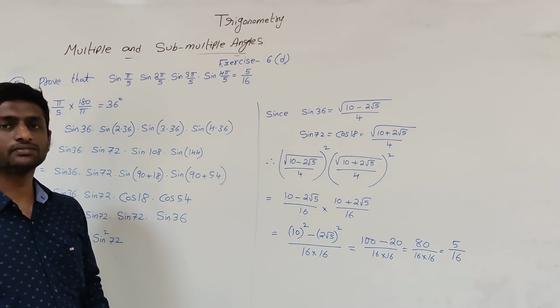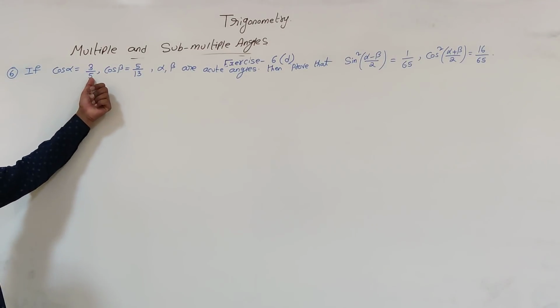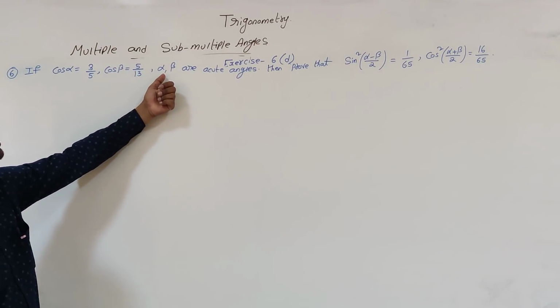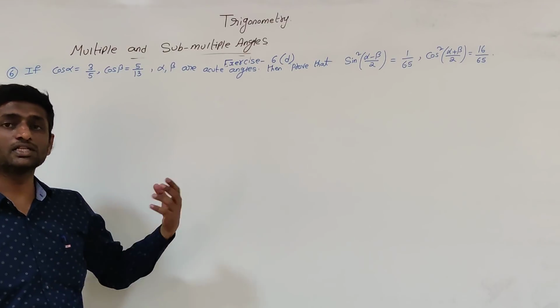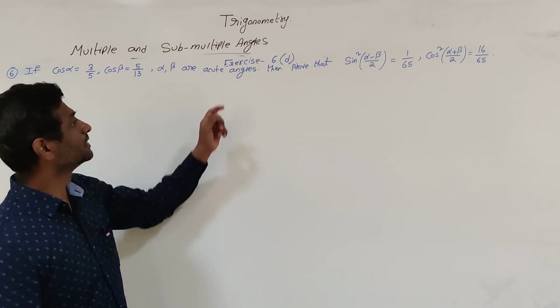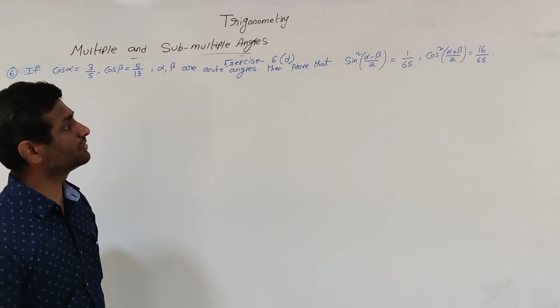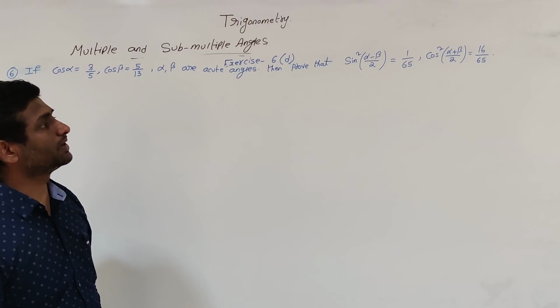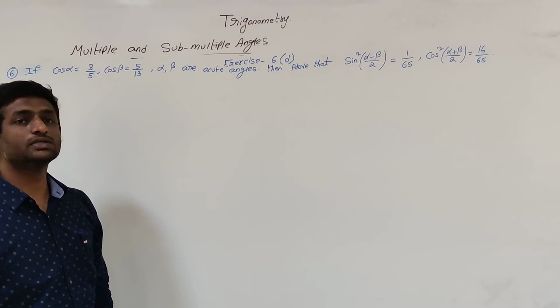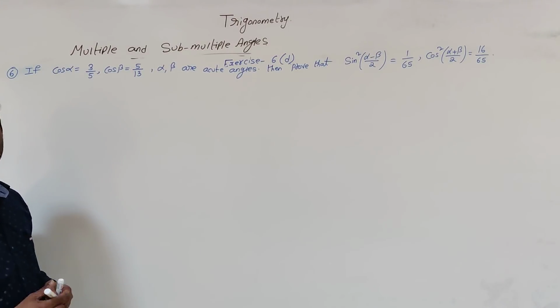Next problem. If cos alpha is 3 by 5, cos beta is 5 by 13, alpha comma beta are acute angles. Acute angles means the angles alpha and beta lie in the first quadrant. Then prove that sin square of (alpha minus beta) by 2 is equal to 1 by 65 and cos square of (alpha plus beta) by 2 is 16 by 65. We'll see the proof.